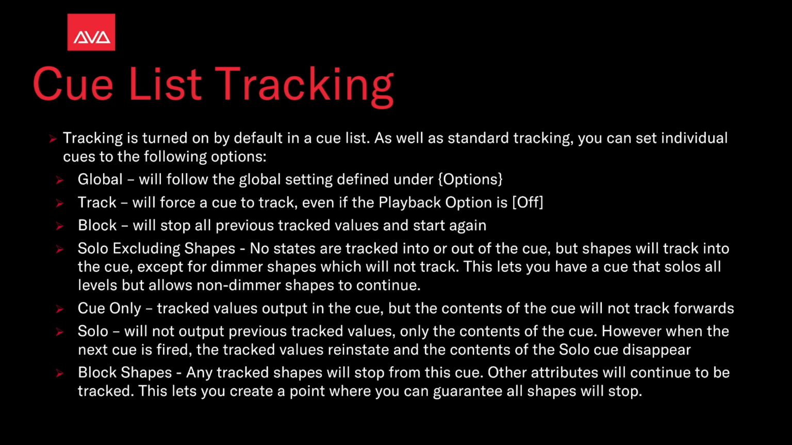Solo, excluding shapes. No states are tracked into or out of the queue, but shapes will track into the queue, except for dimmer shapes, which will not track. This lets you have a queue that solos all levels, but allows non-dimmer shapes to continue.